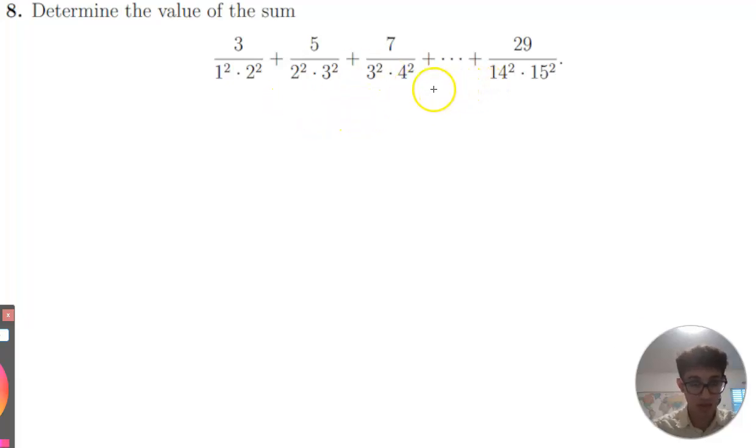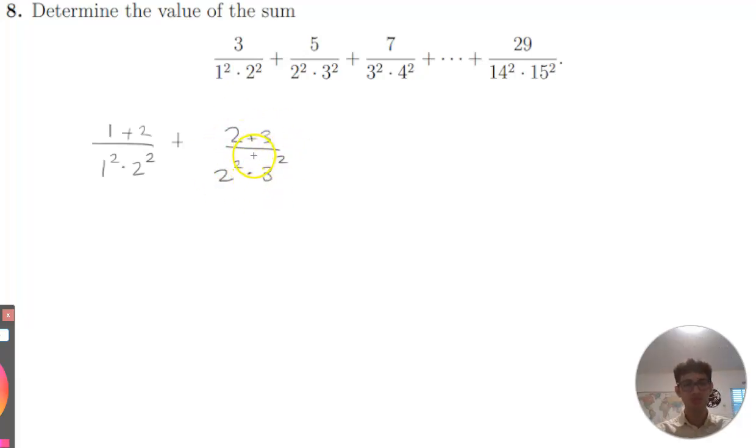There are a lot of patterns over here that you might notice. One of them is that 3 is 1 plus 2, 5 is 2 plus 3, 7 is 3 plus 4, and so on, right? 29 is 14 plus 15. That's a good pattern to recognize, and it's definitely useful, but it's not immediately as useful as we'd like it to be. But we can still write that, right? So we have (1 plus 2) over 1 squared times 2 squared, plus (2 plus 3) over 2 squared times 3 squared. Now, how can we continue from here though? Because sure, we've made some progress here, but this doesn't really bring us closer, does it?